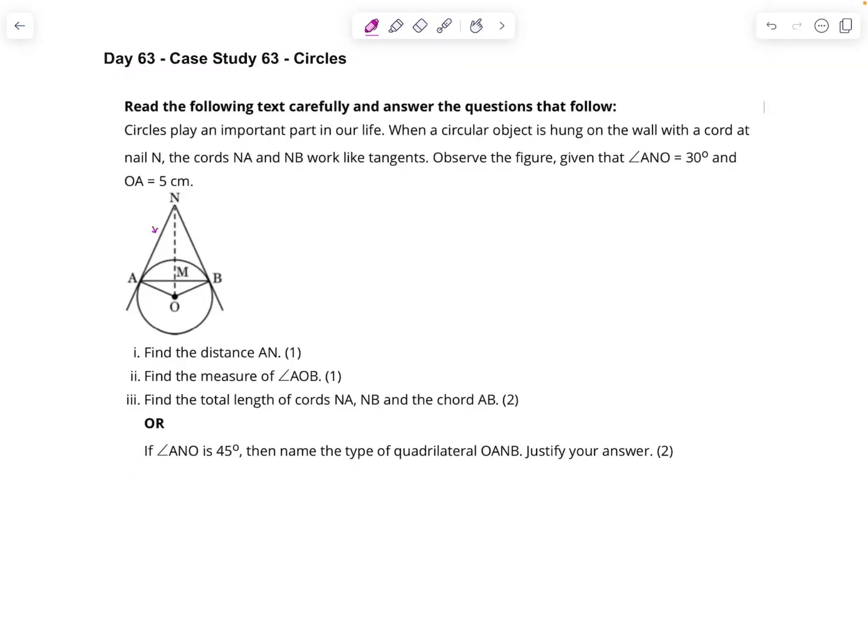Here NA, NB and AB are the chords. Angle ANO is 30 degree. OA is 5 centimeter. That is the radius is 5 centimeter. So OB is also 5 centimeter. N is an external point. NA and NB are the two tangents from N which touches the circle at the points A and B. Question 1. Find the distance AN.